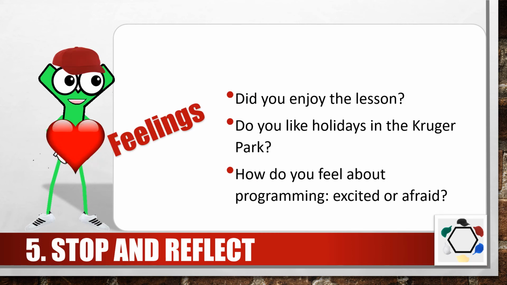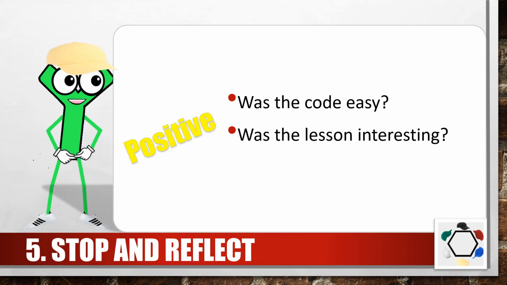Now put on the red hat to write down how you feel, any emotions you experienced in this lesson. Do you like holidays at the Kruger Park? How do you feel about programming? Excited or afraid? Now put on the yellow hat and write down some positive remarks. Maybe you found the lesson interesting or the code easy.